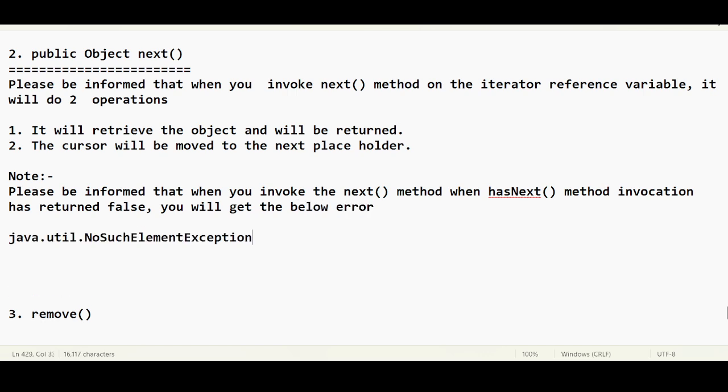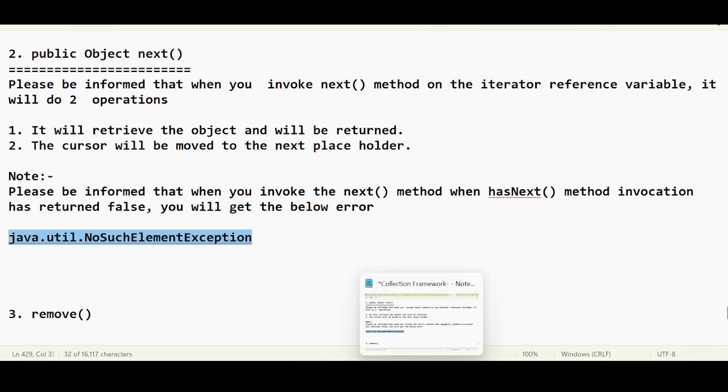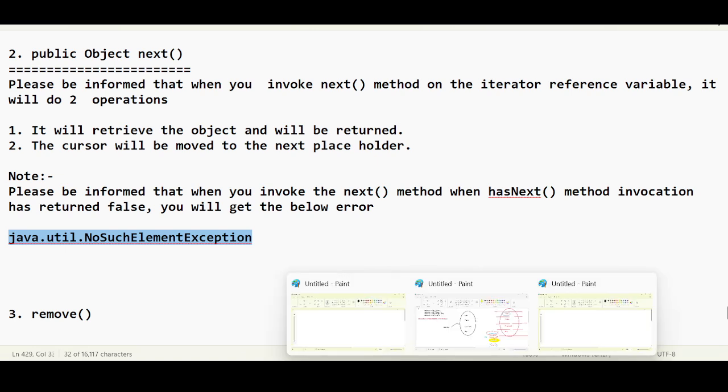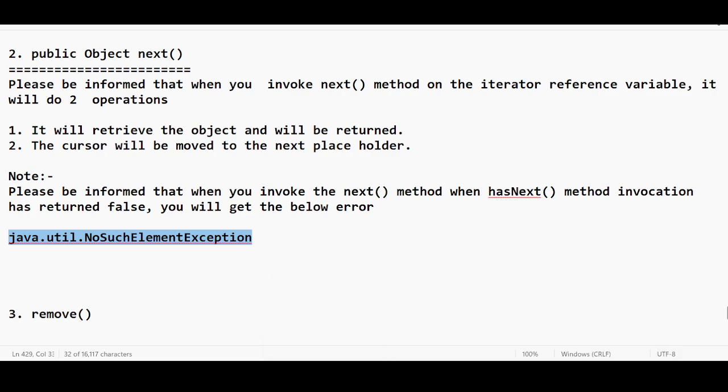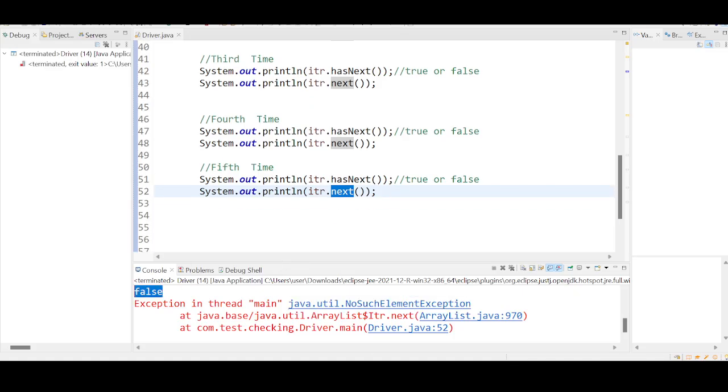What is the error that we got? No such element exception. Okay, by this can you understand that we need to stop? We need to stop retrieving the elements as soon as you encounter false. Are you getting this? Making sense now? You need to stop this.